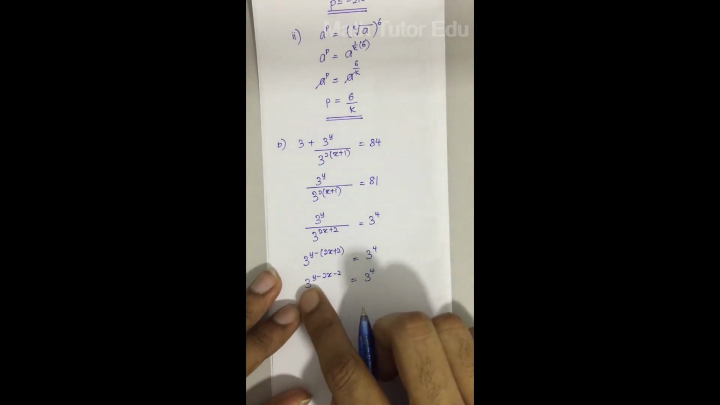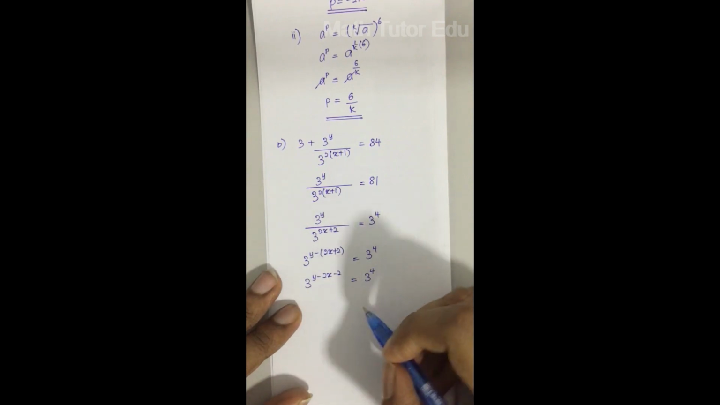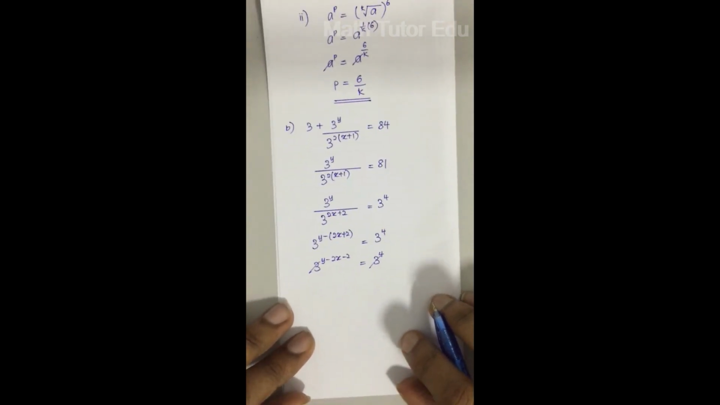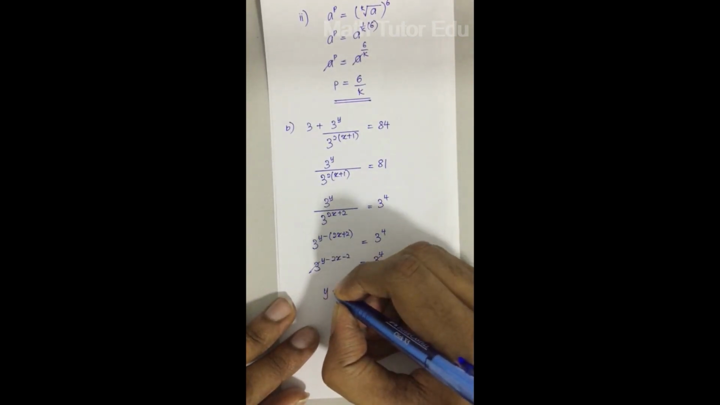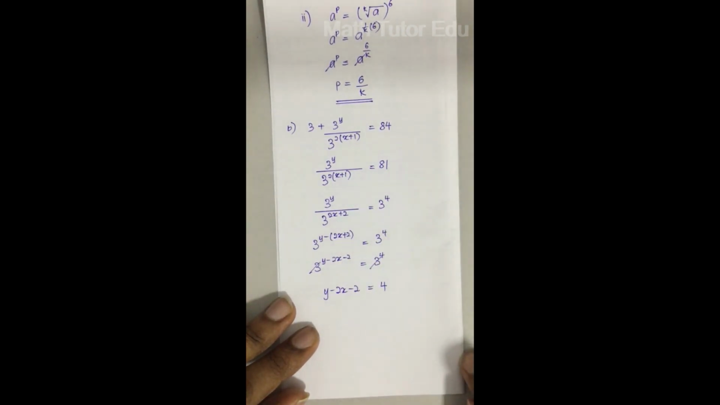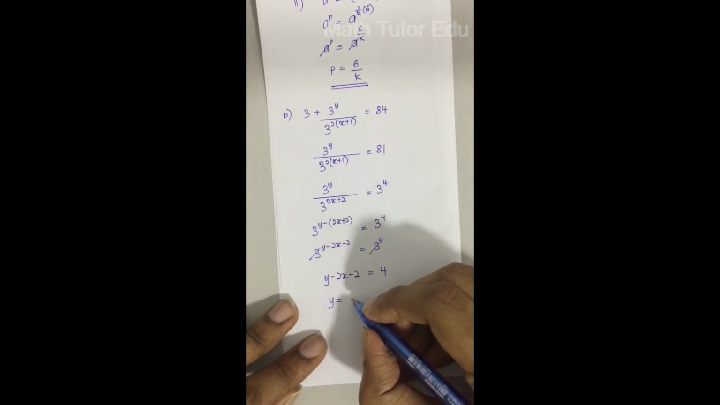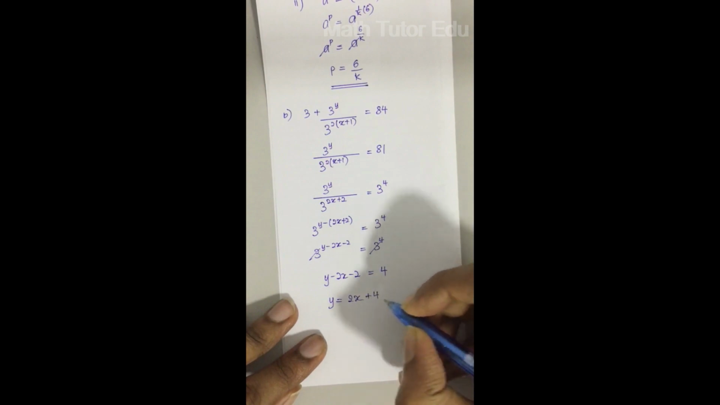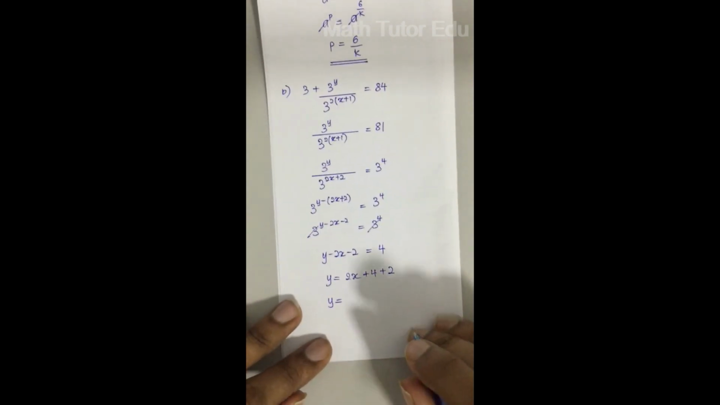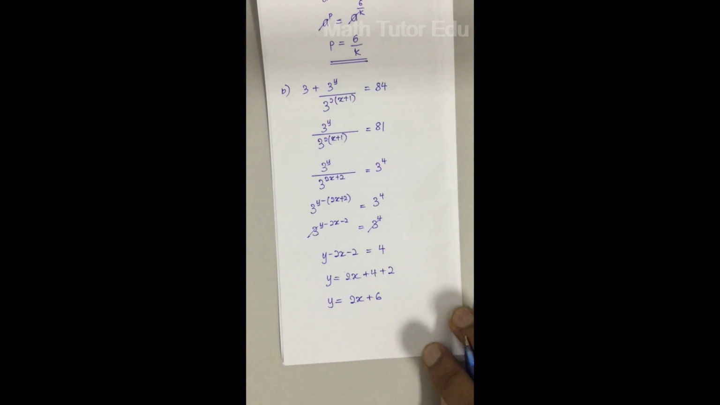From here, we can no longer simplify this equation, so we can cancel off the base respectively. You are only left with y minus 2x minus 2 equals 4. So you get y equals 2x plus 4 plus 2, and from here you get y equals 2x plus 6. So this is your answer.